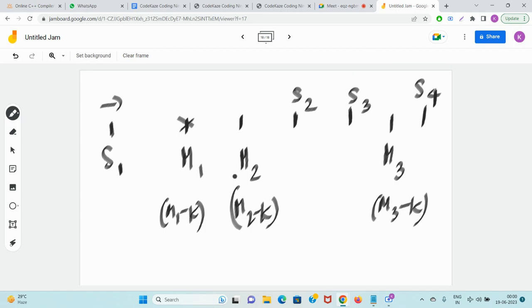But M2 is not killed. You did decrease it by K, but still it is alive. Still some power is left. So now you will have to use some soldier from S2, S3, S4.